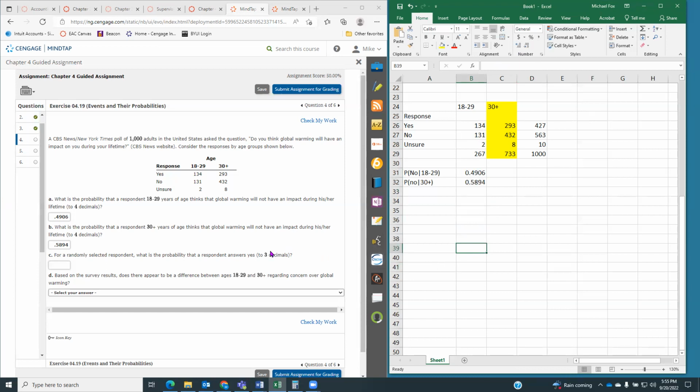All right, so now the question is, for a randomly selected respondent, what is the probability that respondent answered yes? So now we're not limiting our data set to 18 to 29-year-olds or 30 plus year olds. We're just saying, what's the probability that they said yes? So we would have all yeses, 427, out of the total of 1,000. So the probability of yes, no limitations, is 427 divided by 1,000, which should be 0.427, right?